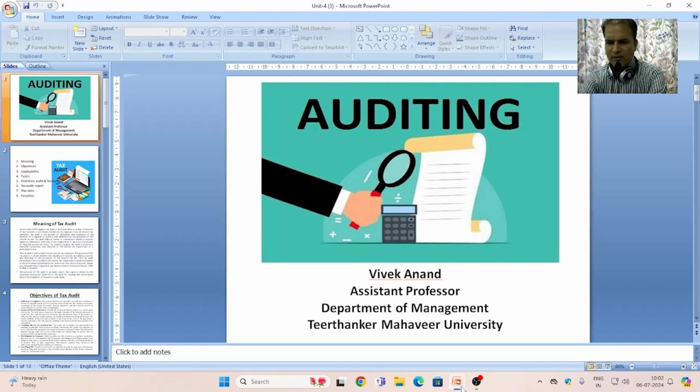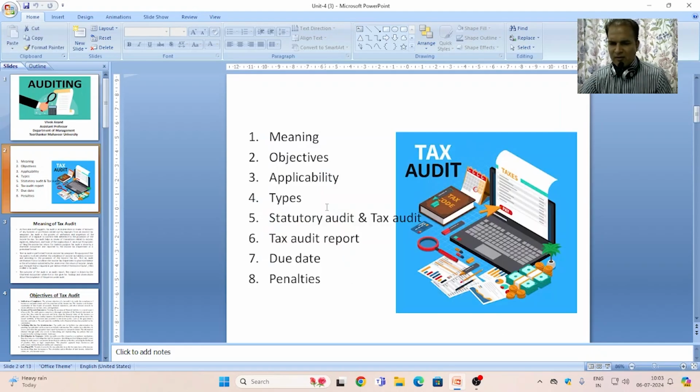Now we are going to discuss today an important aspect of auditing, that is tax audit. To maintain a better understanding of this topic, we have to distribute it in various heads like meaning of tax audit, objectives of tax audit, applicability of the tax audit, means on what type of SSC tax audit is applicable, then types of tax audit, then statutory audit and tax audit, some differences and some relations between the both.